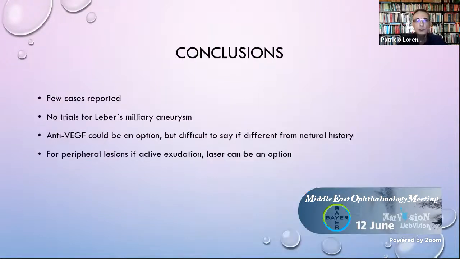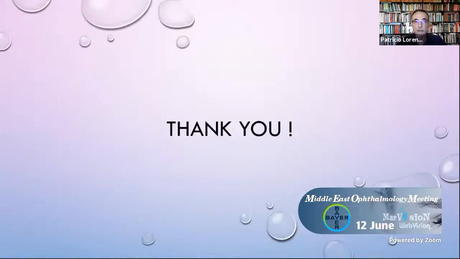So the conclusion is there are very few cases reported. There is no trial for the assessment of a correct treatment for these miliary aneurysms. Most of them do not affect the macula. Anti-VEGF could be an option, but it is difficult to say if it is any different from natural evolution, although I believe that the stabilization of the disease prevents further damage. And also for peripheral lesions, if there is active exudation or sometimes neovascularization has been described, laser can be an option. Thank you so much.